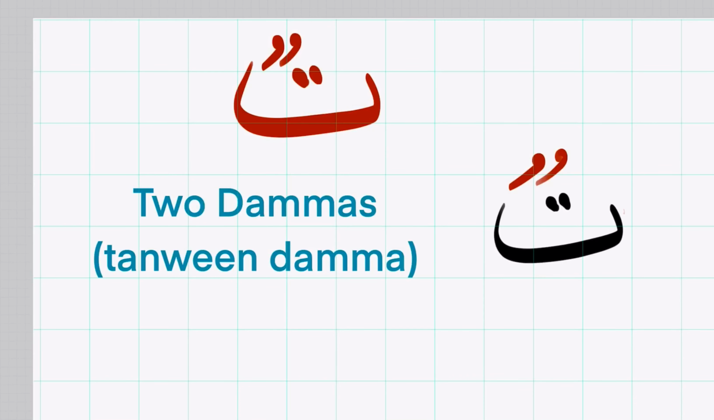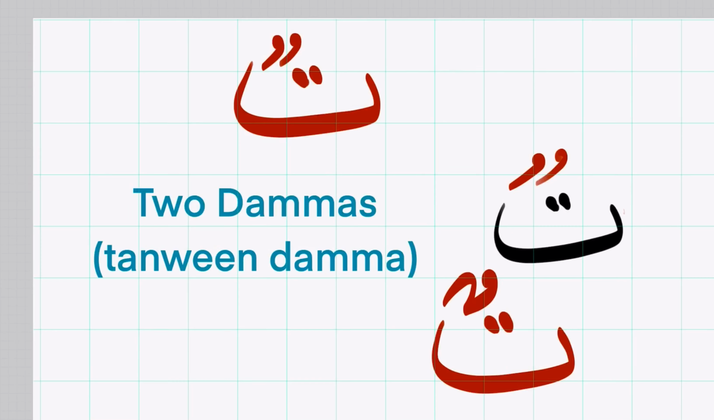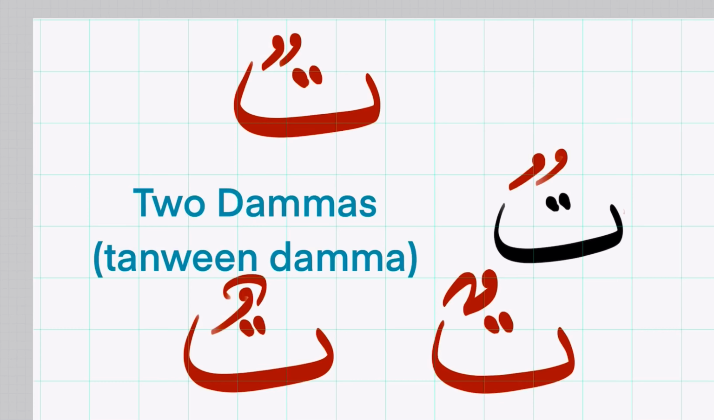Tun. Remember the three formats of the tanween dhamma? Try to remember. They were explained in the ba letter, lesson 1. I hope you do remember. This is how the tanween dhamma may be written. The third format is this one. So all these are tun, tanween dhamma or two dhammas.